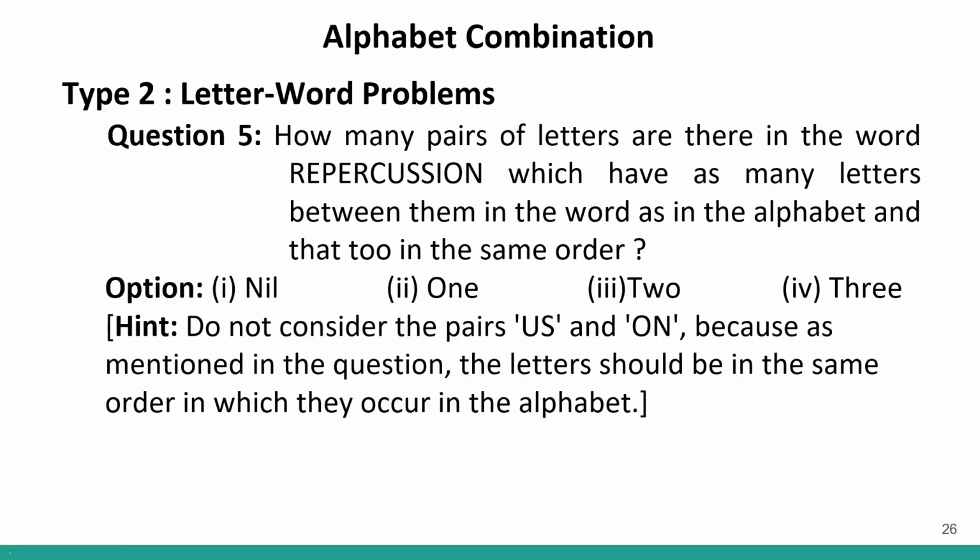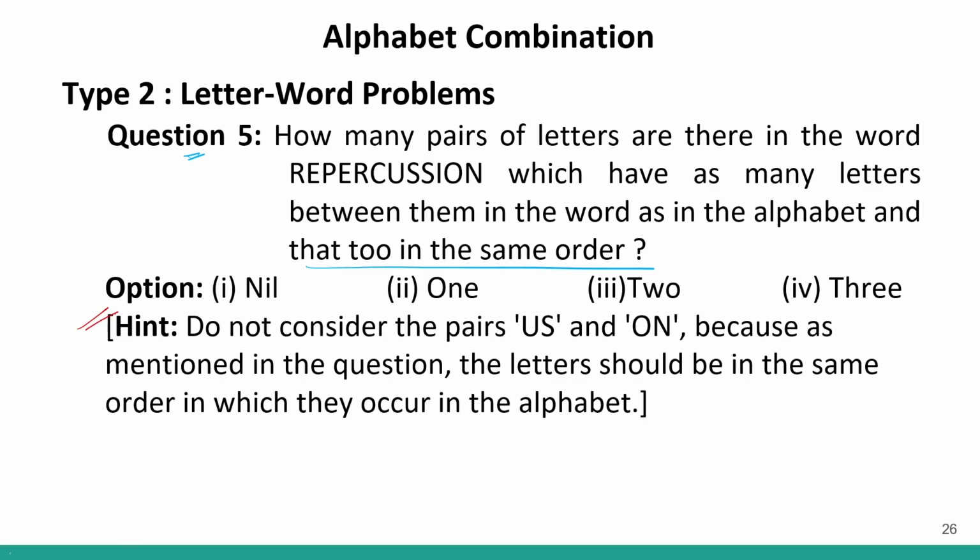Moving on to question number 5. Question number 5 says, how many pairs of letters are there in the word repercussions which have as many letters between them in the word as in the alphabet, and that too in the same order? That too in the same order means that we have to consider only one order.